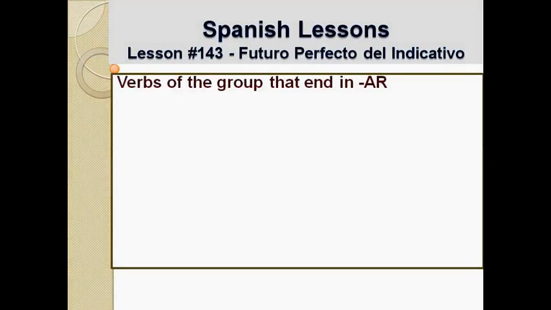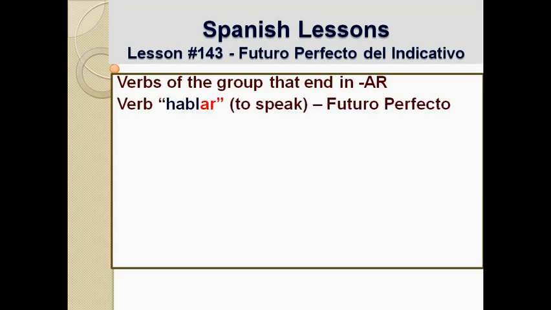So let's begin with the verbs of the first group, that is the verbs that end with the letters AR, okay? This is the first group of Spanish verbs and the biggest group also. One example of this group is the verb hablar, or to speak, and we will use this verb to conjugate Futuro perfecto then. Example, yo habré hablado. This means I will have spoken, okay?